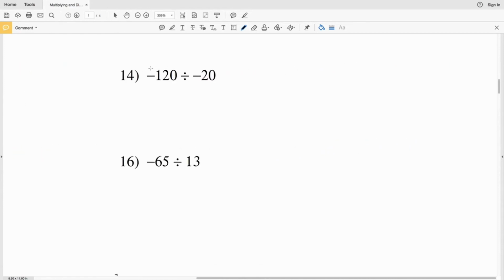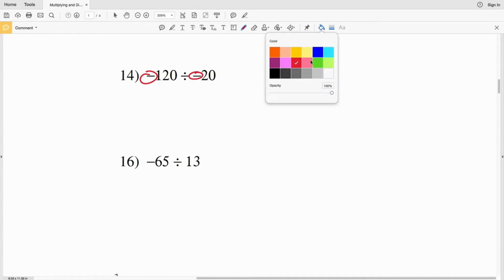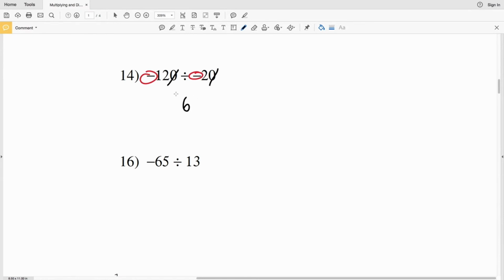Number 14, we have a negative 120 divided by a negative 20. Negative divided by negative is a positive. 120 divided by 20, both that numerator and denominator, we would be able to remove a 0 from the ones place. So that would be negative 12 divided by negative 2, which is a positive 6.